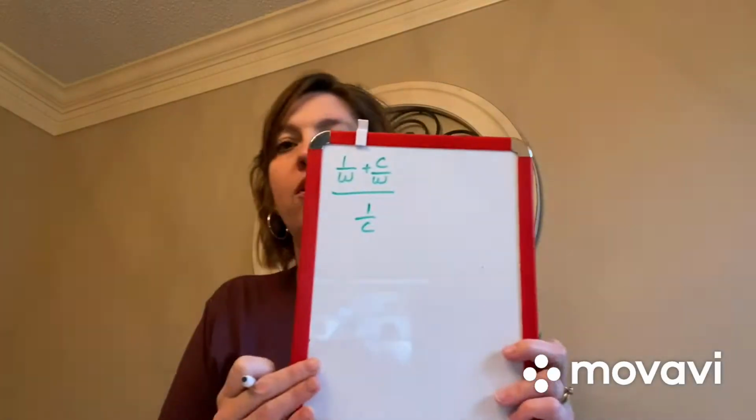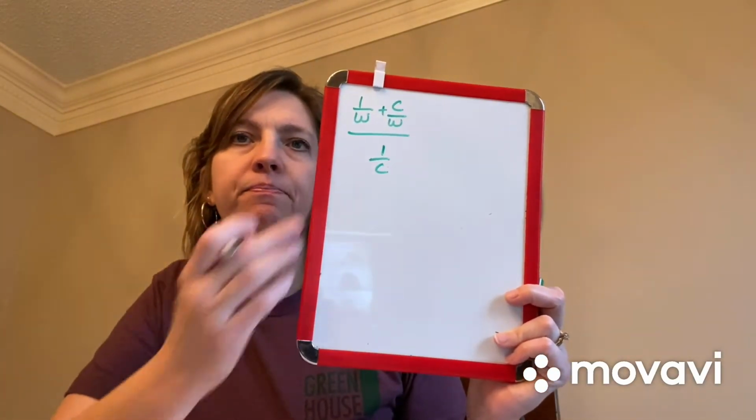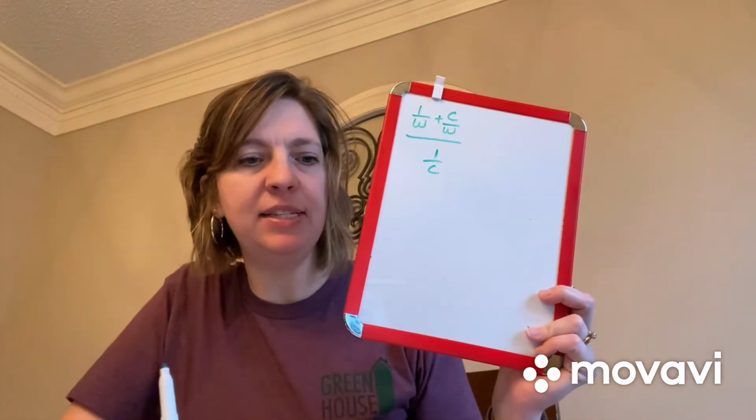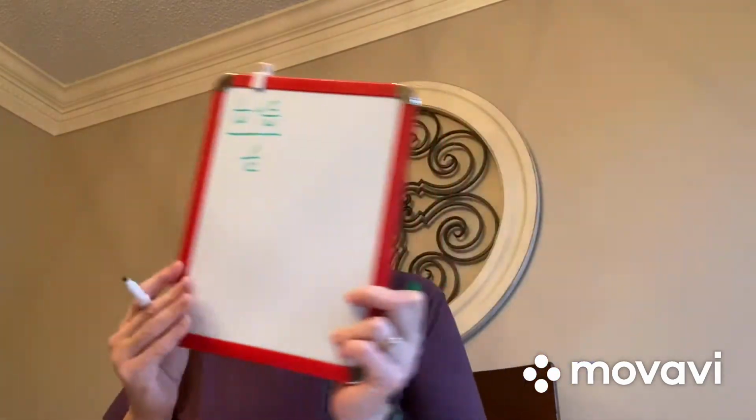Now, if you'll turn to page 278, page 278 has a little bit more complex, and then it has a few practice problems. So let's jump in there. Practice A. So practice A says 1 over W plus C over W, and the whole thing is divided by 1 over C. So if you would write that down. All right. So we're working on this complex fraction. It's practice A, page 278, lesson 68, and this is practice A.